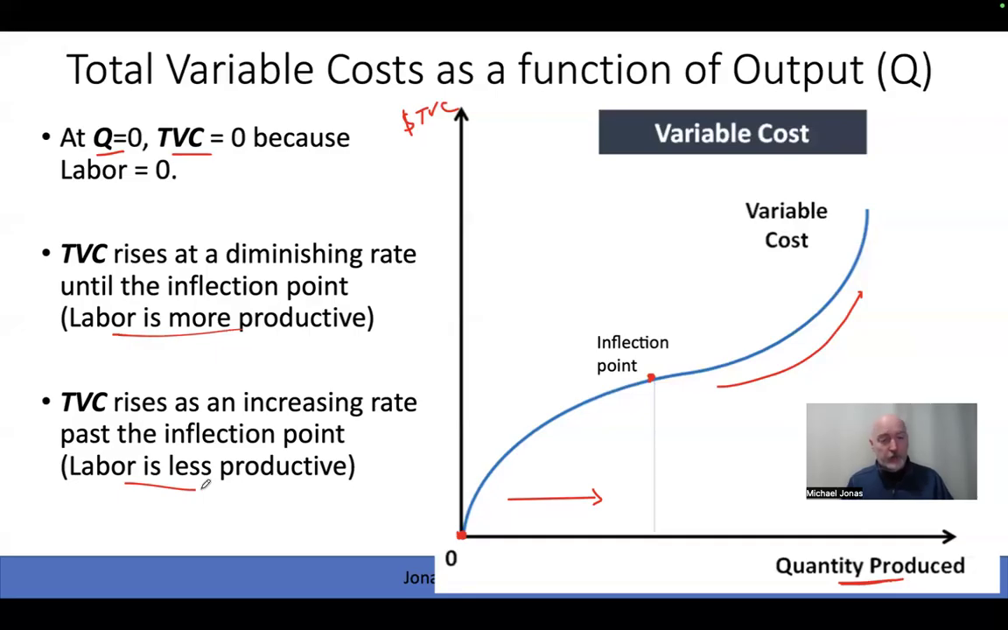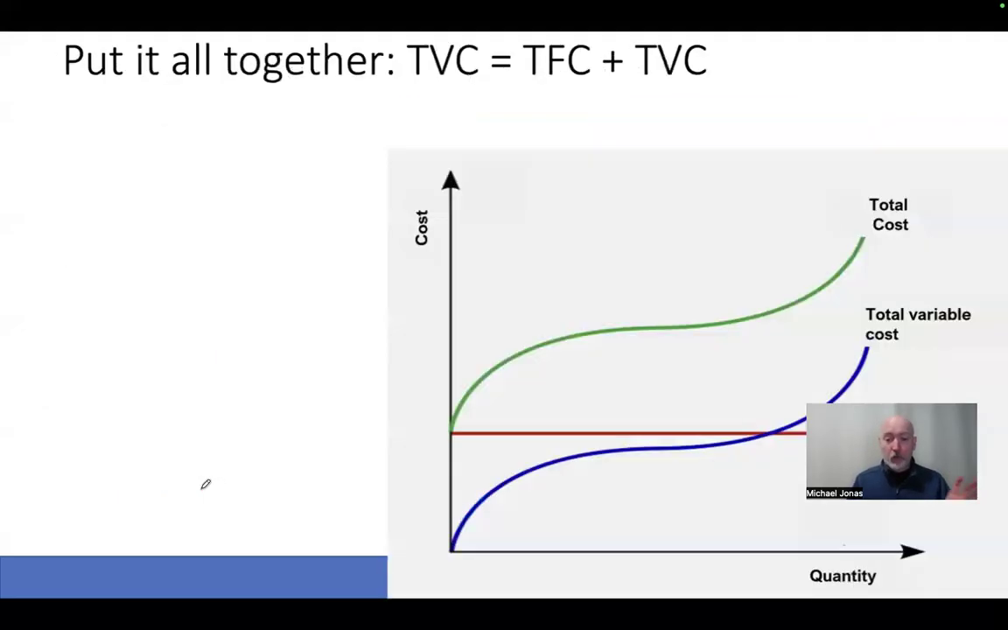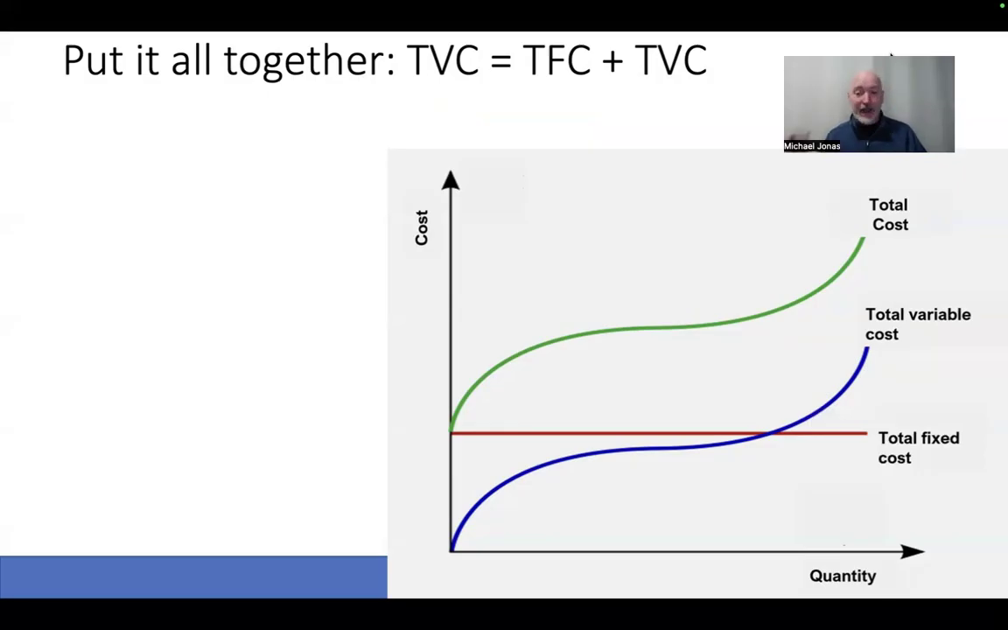Okay, that was the hard part, right? Now we're almost there. Remember how we started this off? What our goal was to find a mathematical function that relates output to our total costs, which we can then combine with our total revenue to get profit. Hey, we've done it, right? So the two components of our total costs we have now defined, right? Our total fixed cost, that straight line as output increases, our total variable costs increasing at a decreasing rate, hit the inflection point, then increase at an accelerating rate.